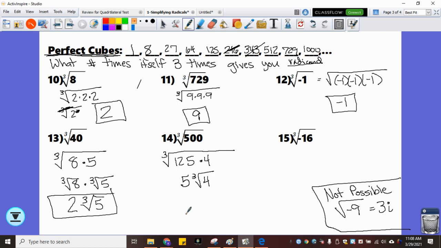But I thought you 4. Yes, 4 times 125. But we don't know the square root of 4, or the cube root of 4. We know the square root of 4.